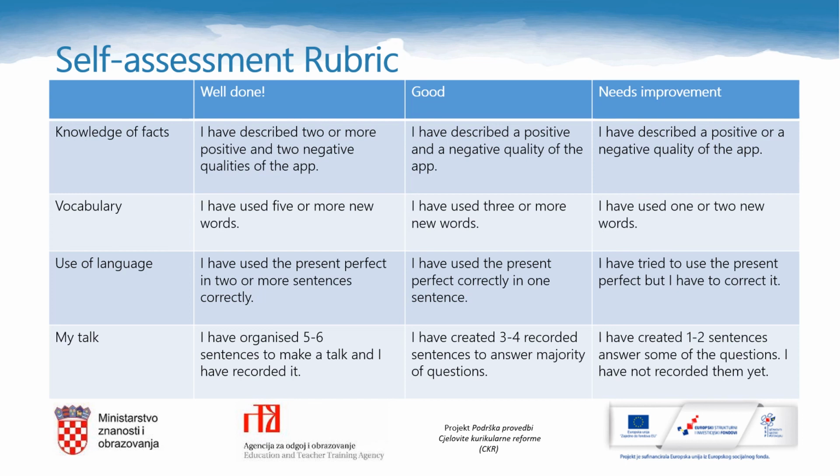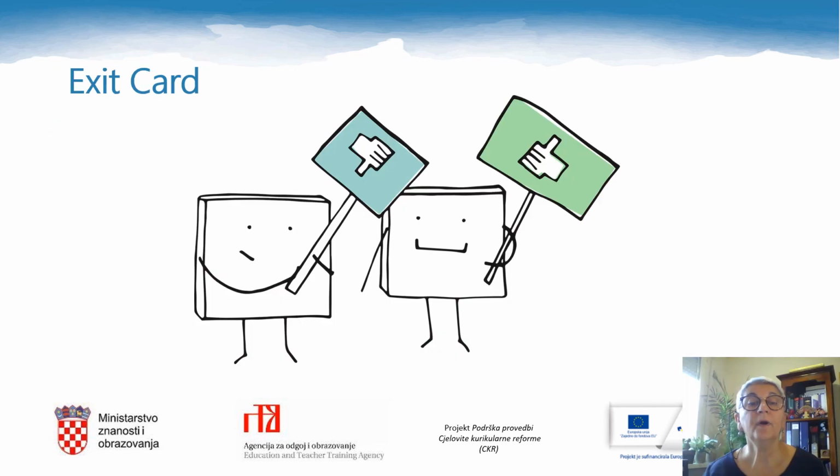When you go through the rubric and assess your work, if you're not too happy, you can always record again and get back to the rubric to check how well you've done. Have fun! We've come to the last activity of today's lesson.